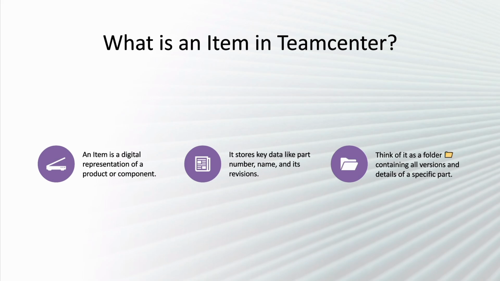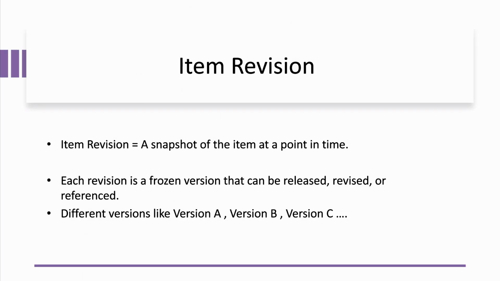But products don't stay the same forever. Companies keep improving them. This is why we have revisions. A revision is simply a new version of the same item. Like revision A is one version, revision B is the next version, and so on. This way, nobody gets confused about which version is the latest one.